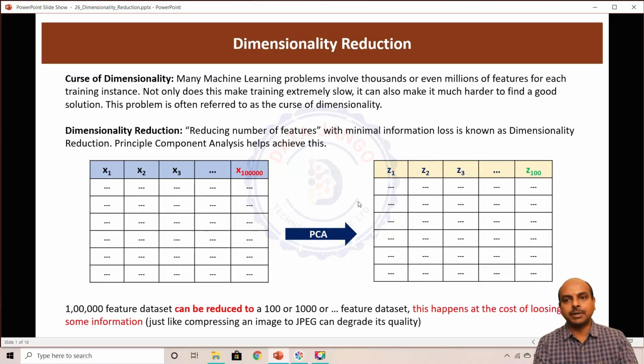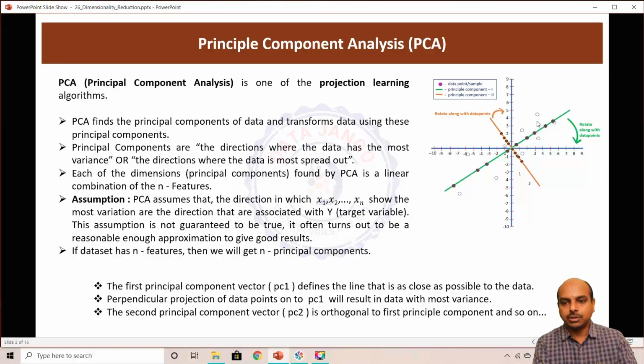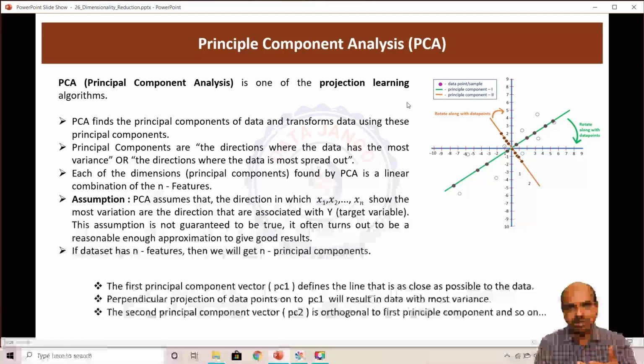So principal component analysis is a projection based learning algorithm which tries to project your data points onto principal components. This green line is principal component 1, this orange line is principal component 2. The algorithm projects the data perpendicularly onto the green line and the orange line, rotates the axes and finds z1 and z2. If you want, you can take only z1 which will have the essence of x1 and x2. That's how PCA works. So that is projection learning.